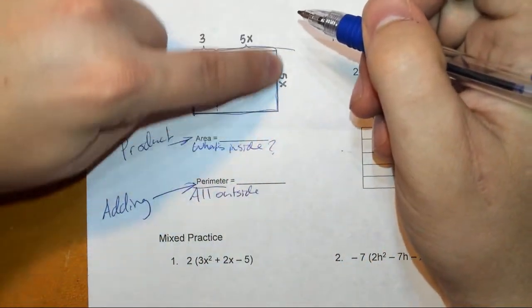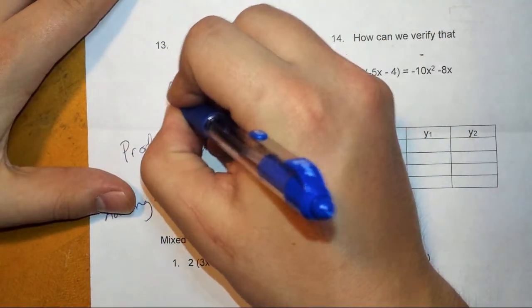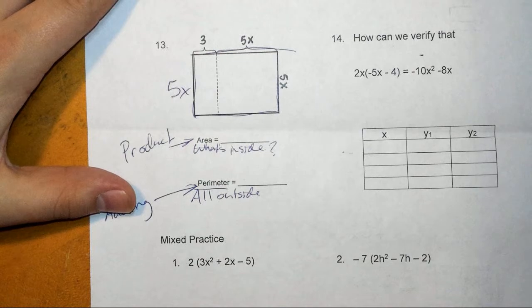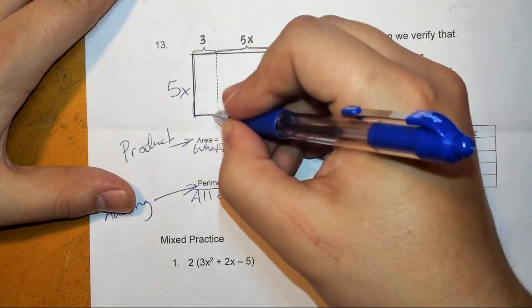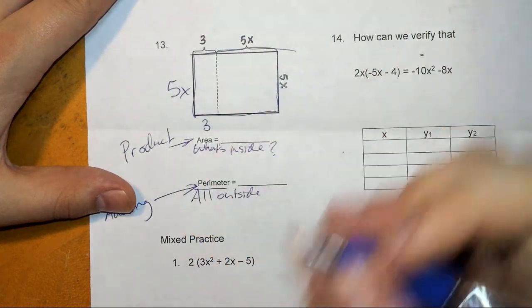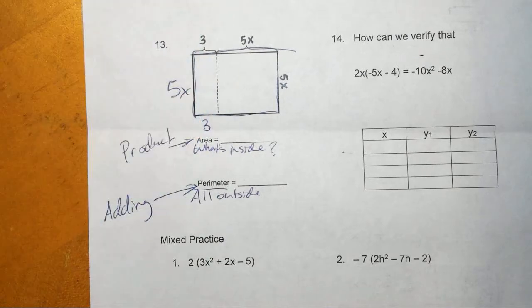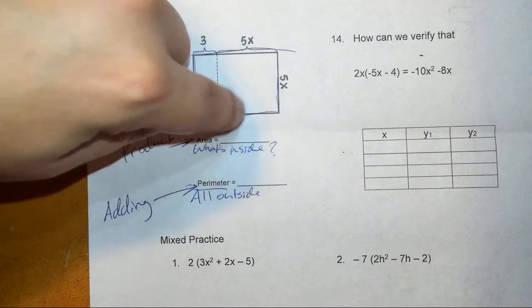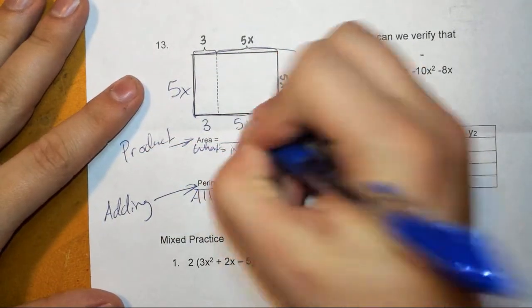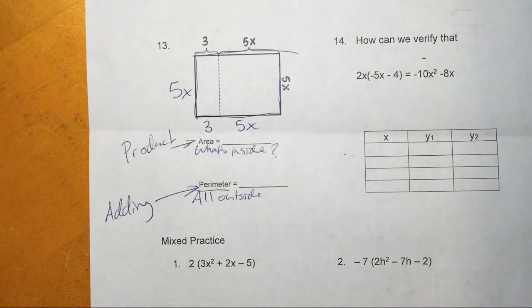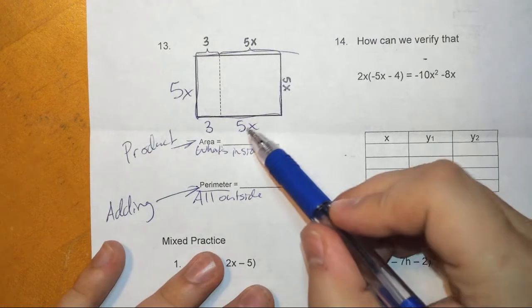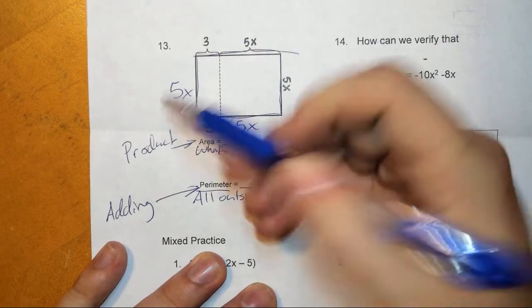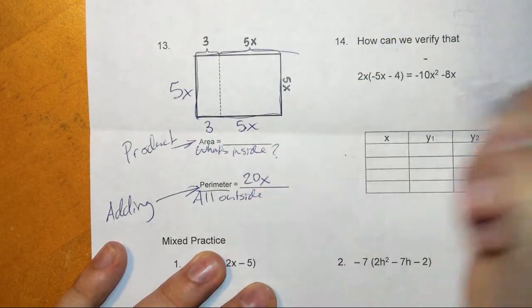If this side is a 5x, that makes this side a 5x. If this side's a 3x, that makes this little chunk a 3x. Or sorry, not 3x, just 3. If this part is also a 5x, then this part also has to be a 5x. That's just being a rectangle. Okay? And then we're just adding up all the pieces. 5, 10, 15, 20. That's 20 x's.